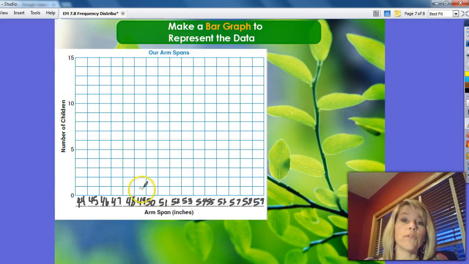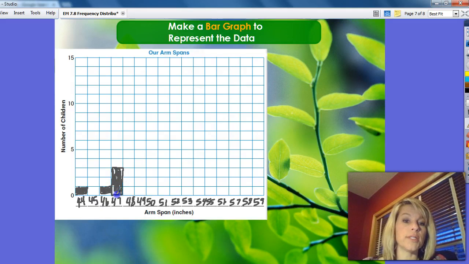Okay, so for 44 inches, there was one student. So I'm going to fill in this square to show that one student in Ms. Garcia's class had an arm span of 44 inches. For 45 inches, there weren't any students, so I don't put in anything in that square. 46 inches, there was one student. And for 47 inches, there were 3 students. So 1, 2, 3, draw my line and color below it. And I would keep doing this for all of my data.